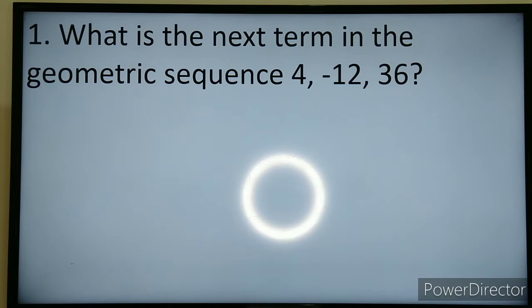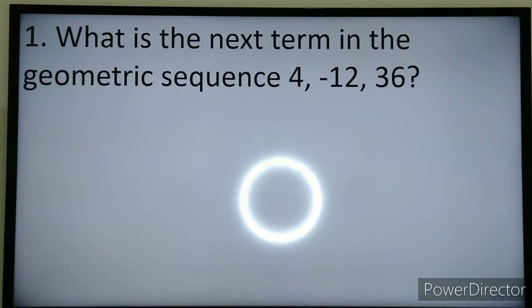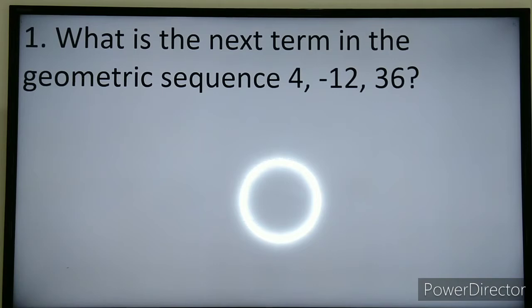In this example, the second term is negative 12 and the first term is 4. So if we get the ratio of that, the answer is negative 3. And then you can also use 36 divided by negative 12. So if there is a common ratio, you can easily determine the next term. Here is the solution. We will use this formula.